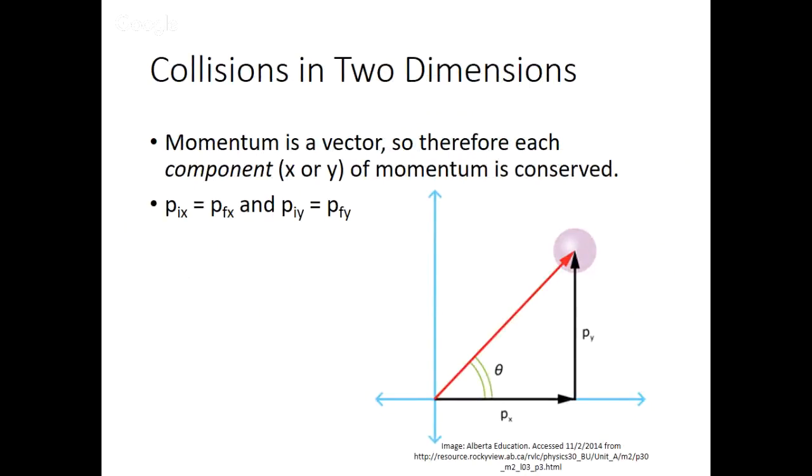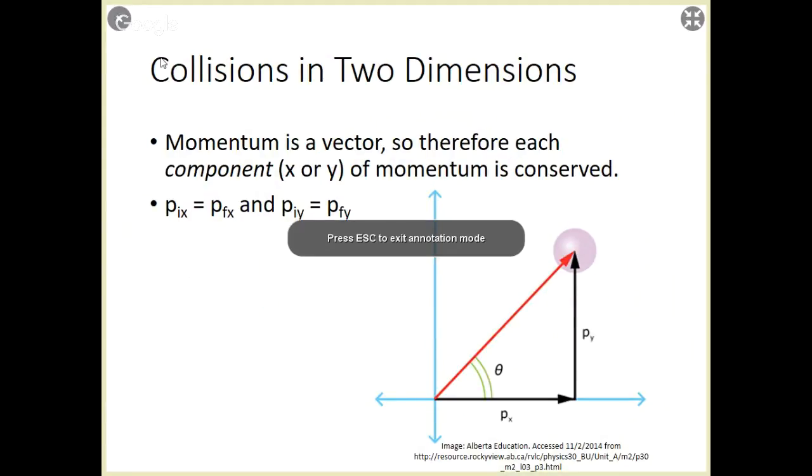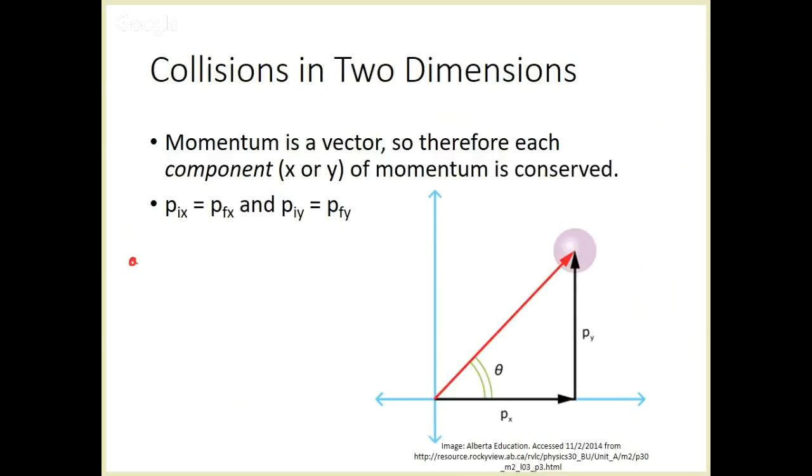You may find some collisions are in 2 dimensions. Momentum, like I said earlier, is a vector. Vectors can have both x and y components. So, if you encounter a problem where 2 things are moving in different directions, you're just going to treat this like you would any other vector problem with more than 1 dimension. And that's going to be this. You're going to break every object's momentum into x and y components.